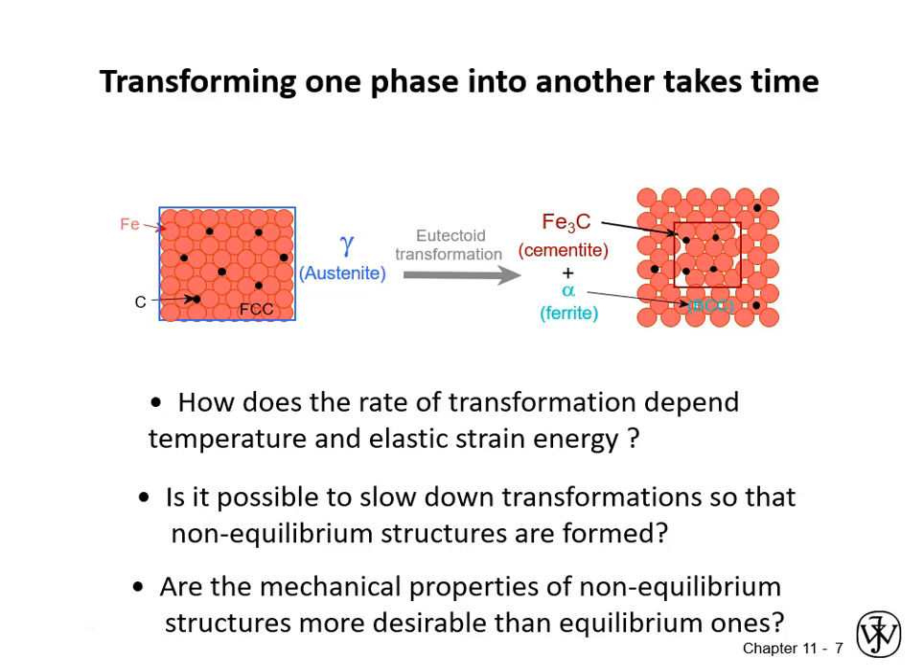We'll look at what it takes to slow the transformations down so that we never get the equilibrium microstructures, especially in the context of this particular transformation. And then we'll juxtapose which one we want in terms of mechanical properties. Do we want the equilibrium structure, the non-equilibrium metastable structure, or maybe something partway in between?